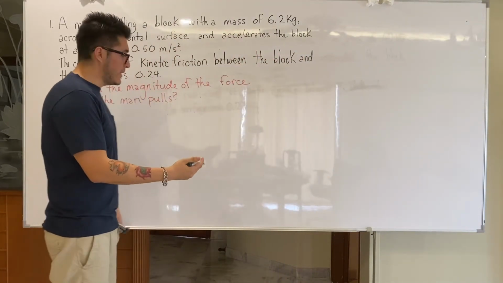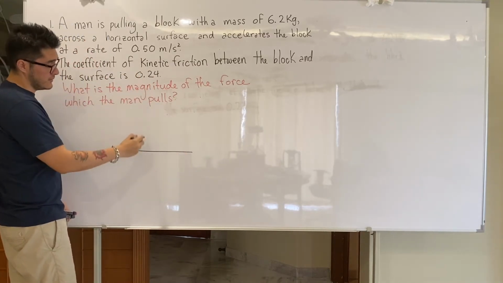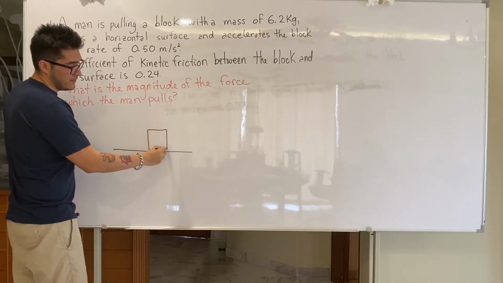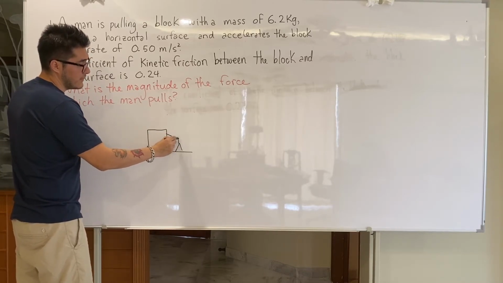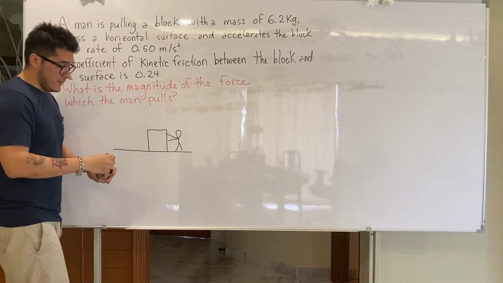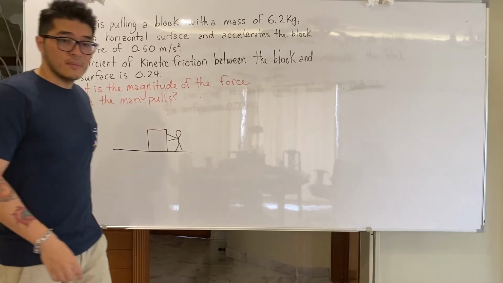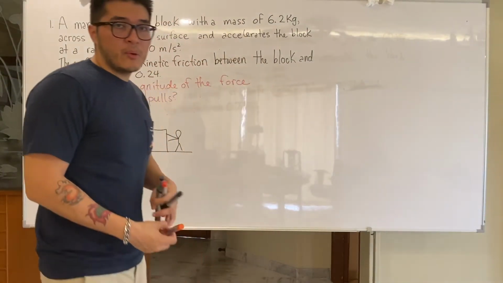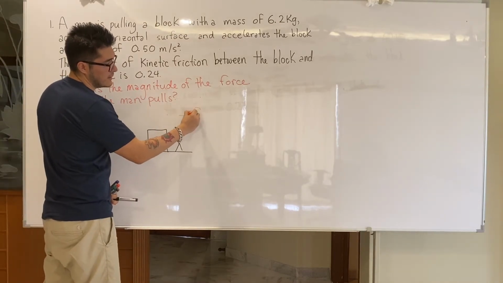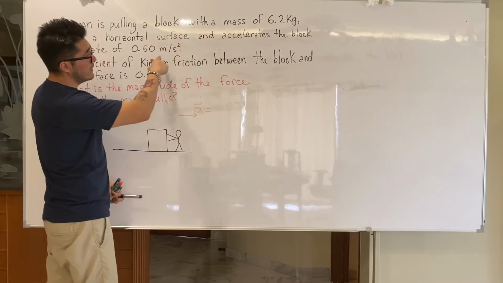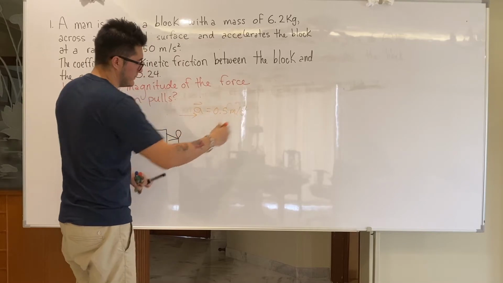So we have the system diagram. Let's just draw a horizontal surface. We have a block and a random person. Now, what is this random person doing? They're pulling on the block. In this case, we're going to assume that the direction is to the right. Again, they don't tell us that, but we can make that assumption. So we can conclude, or assume, that the acceleration is to the right with a rate of 0.5 meters per second squared.